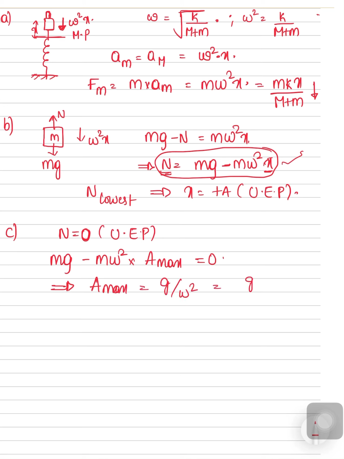The omega square value, we know, is k by capital M plus small m. Here that capital M plus small m will go to the numerator. So this will be the a max with which it can oscillate without separation. That will be the total solution for this question. Thank you.